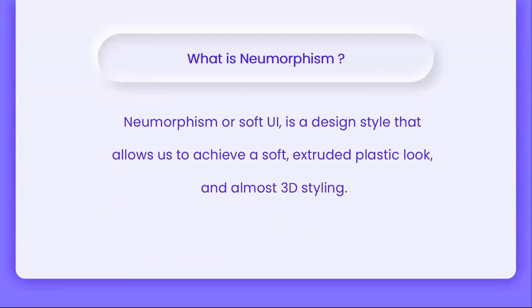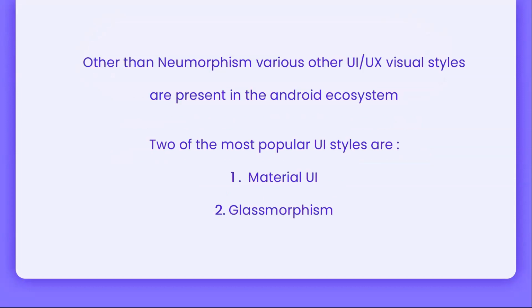So let's talk about what neumorphism is. Neumorphism is basically a design style which allows us to achieve a soft extruded plastic look and almost 3D-like styling. Other than neumorphism, there are also other UI libraries in the Android ecosystem which, if you have done some development in Android, you must have used. Two of the most popular UI libraries are Material UI and Glass Morphism. So we will see the difference between these libraries one by one.